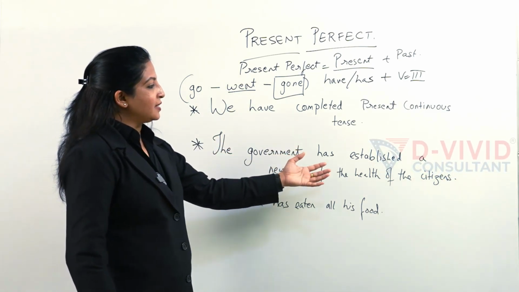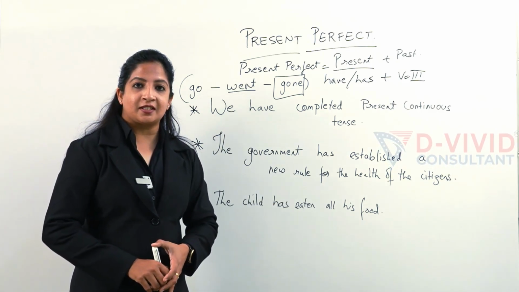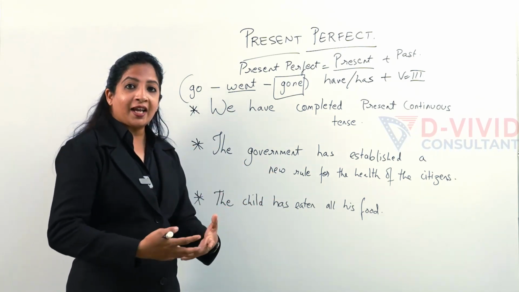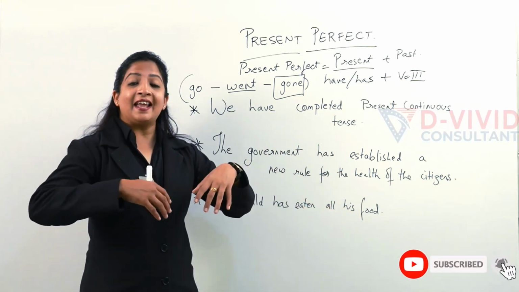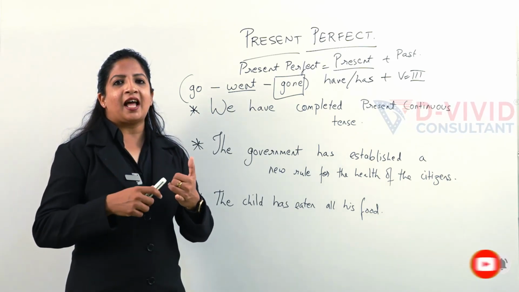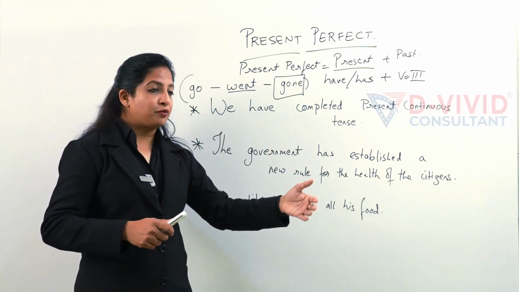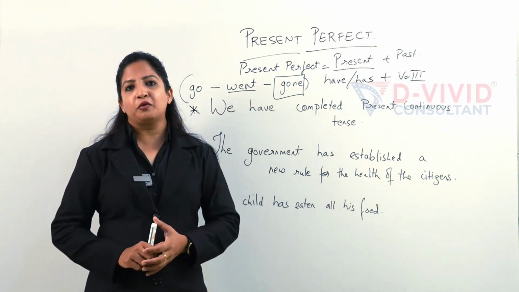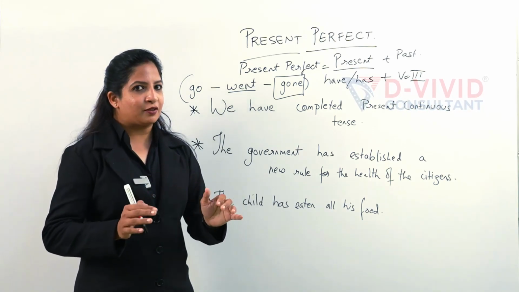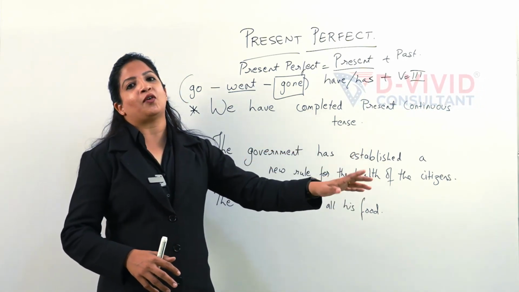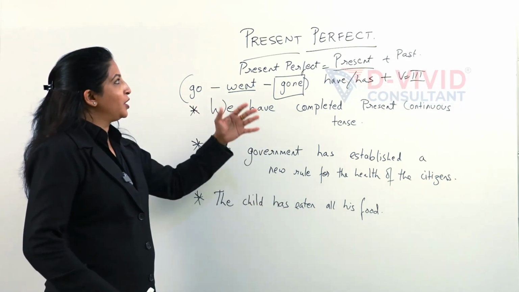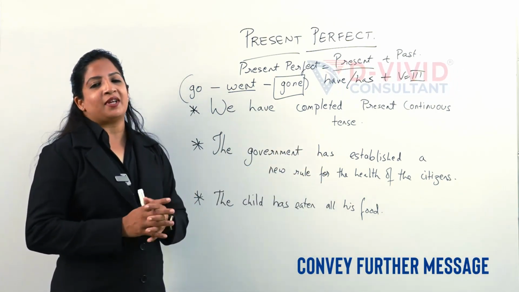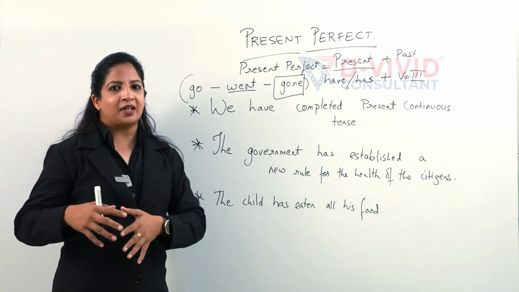When I say that government has established a new rule for the health of the citizens, it means that government has already brought out a new rule for the health of the citizens, and hence there are certain possibilities that the citizens might follow the rules to improve their health. If I say that the child has eaten all his food, it means that now his tummy is full and he might be either sleeping or playing. So whenever you are using present perfect tense, you are intending to convey a further message, and you are not just giving information of something that is done in the past.